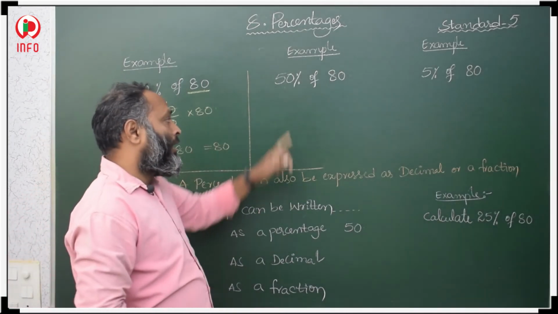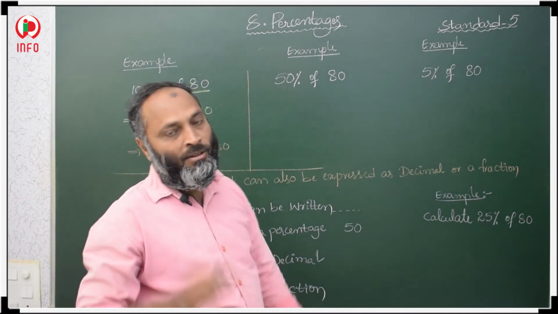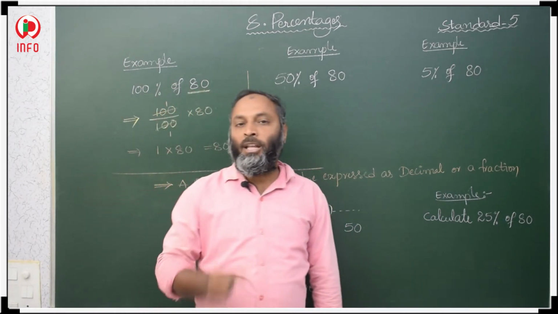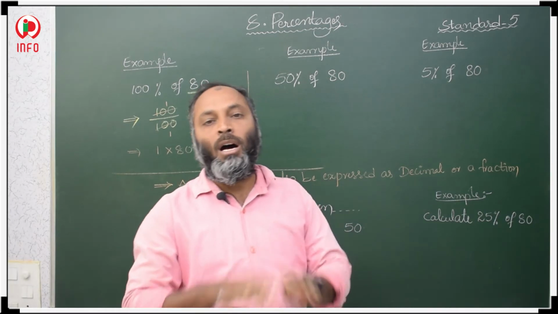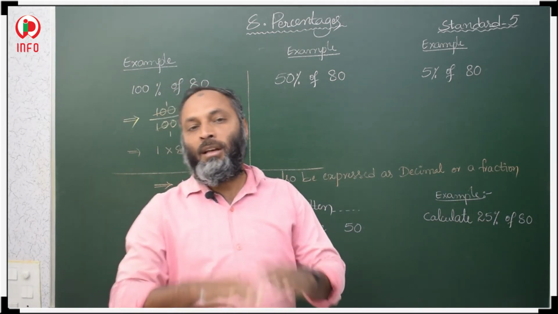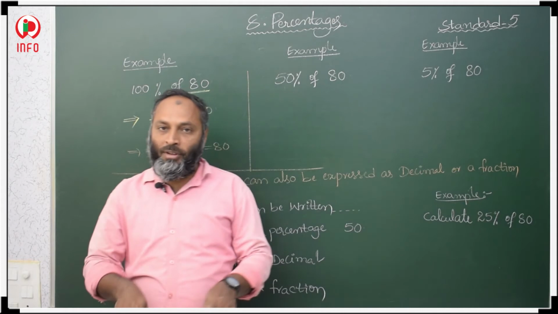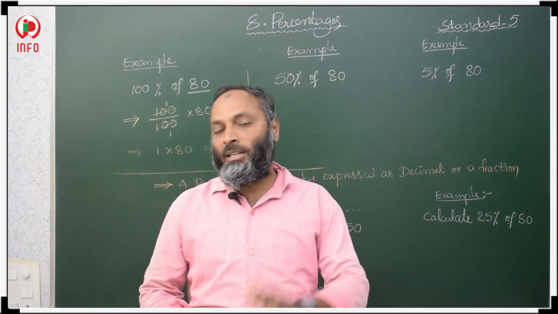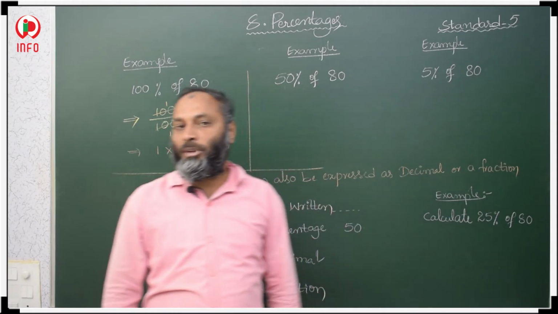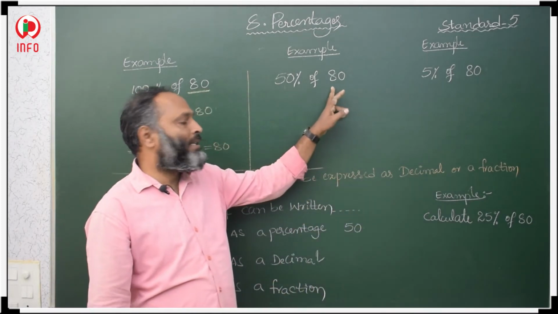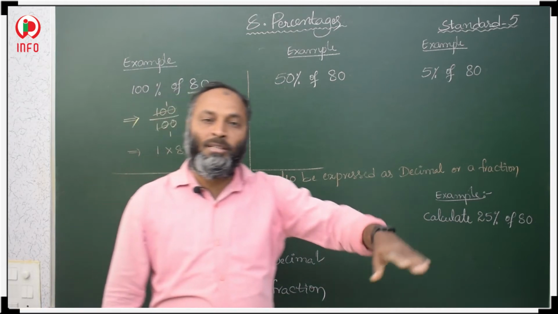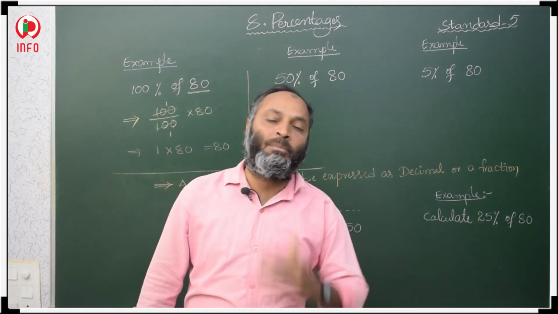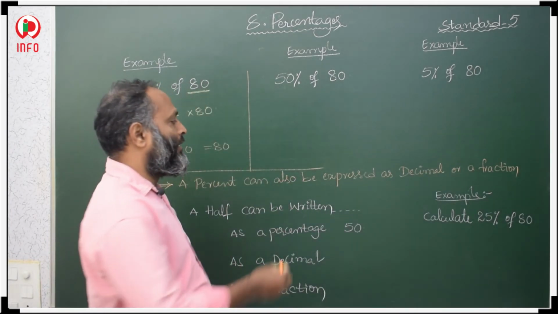Now, 50% of 80. We already discussed that 50% means half. Whenever half is shaded, if half is over, that is nothing but 50% completed. Here, in 80 grids, half of 80 means 40 grids, which is 50%. Then how do we find it numerically?